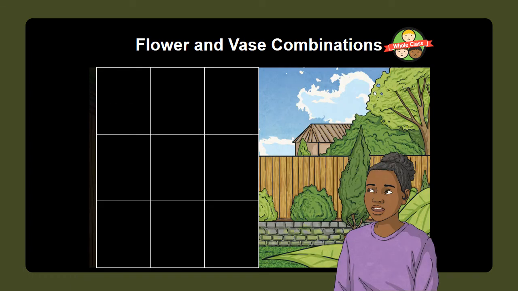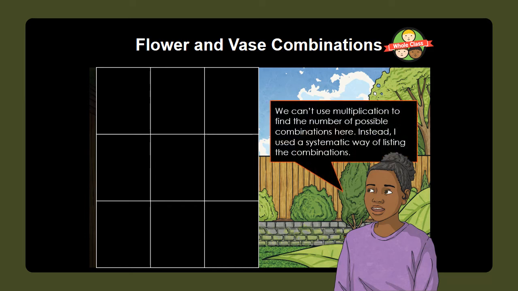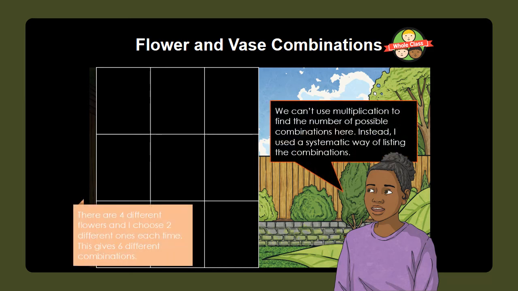Going through the answers. We can't use multiplication to find the number of possible combinations here. We have to make sure we're using our systematic way of listing the combinations. We know that there are 4 different flowers and I choose 2 different ones each time. So this gives me 6 different combinations.